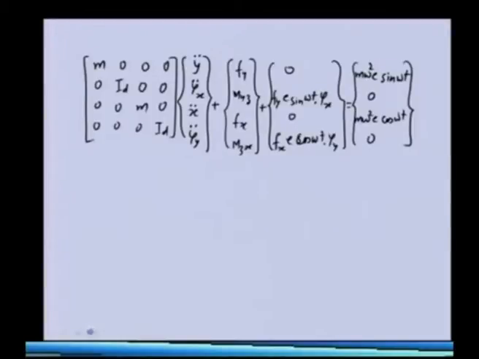Okay. Now, once we have these equations in matrix form, this can still be written as a linear term plus, let us say, a reaction nonlinear term. We will see how these terms are nonlinear subsequently, once we obtain the Fx and Myz in terms of the linear and angular displacements, and this is equal to the unbalanced force.